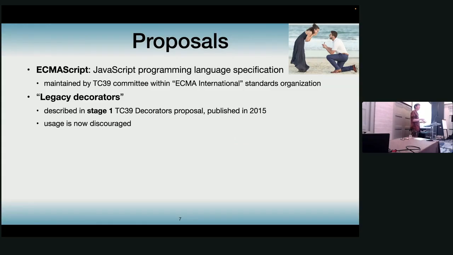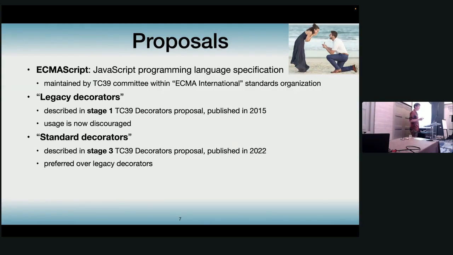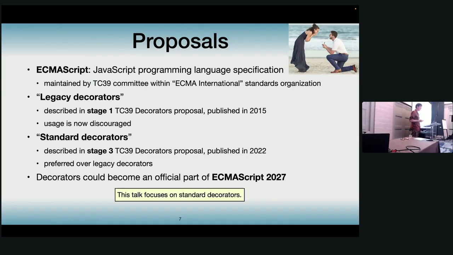that we refer to as the Stage 1 Decorators proposal. And they're called legacy decorators now, and you really shouldn't keep using them. But there are a lot of software libraries that still use that kind of decorator, and you can tell TypeScript explicitly in your tsconfig file that I want to use the legacy kind. But that's not what we're focused on here. We're focused on standard decorators, which are the Stage 3 proposal, preferred over the legacy decorators.